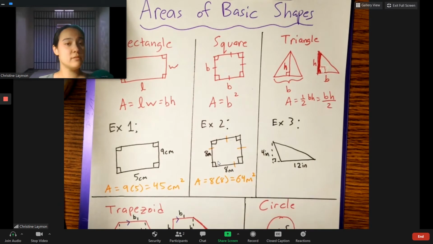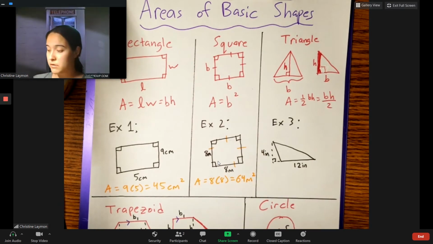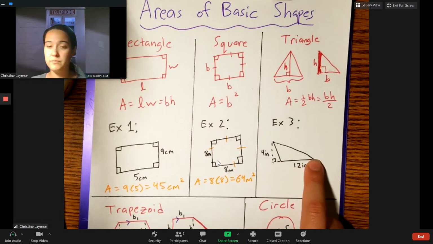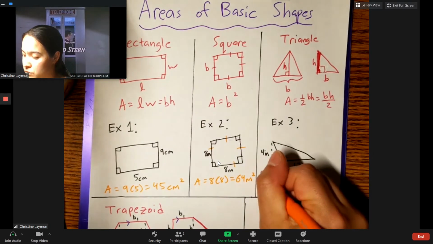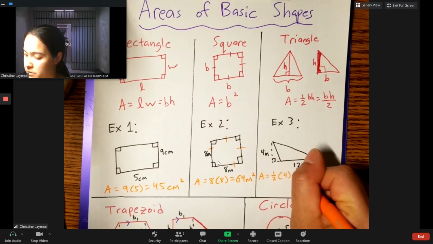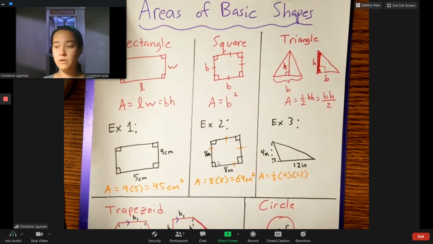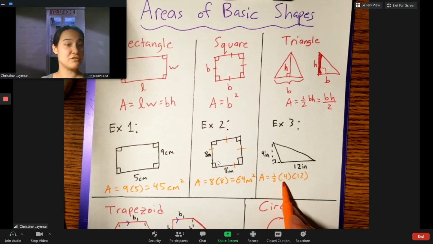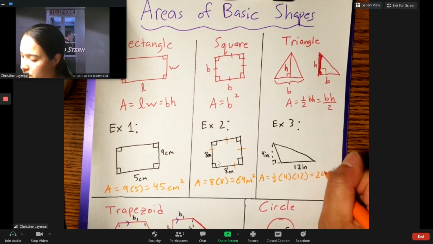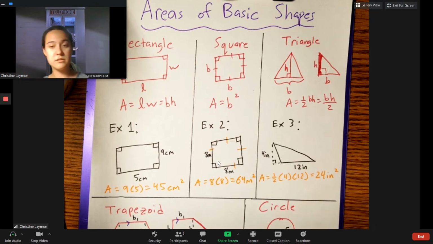In this example, I've given you an obtuse triangle. The height or altitude is 4, and the base is 12. So your area is 1/2 times 4 times 12. Well, half of 4 is 2, and 2 times 12 is 24. So 24 inches squared.